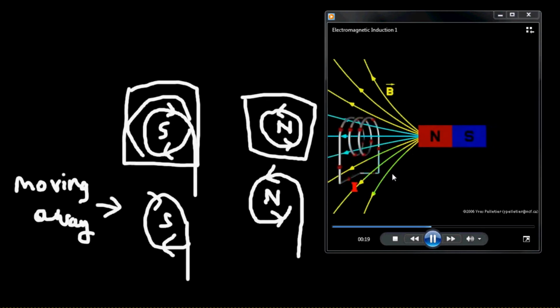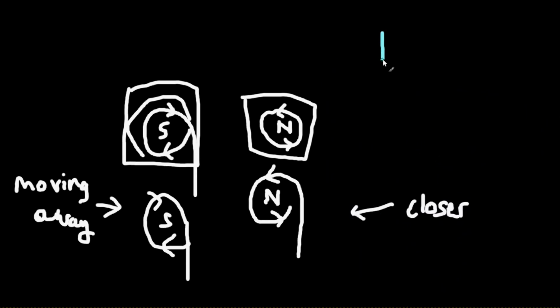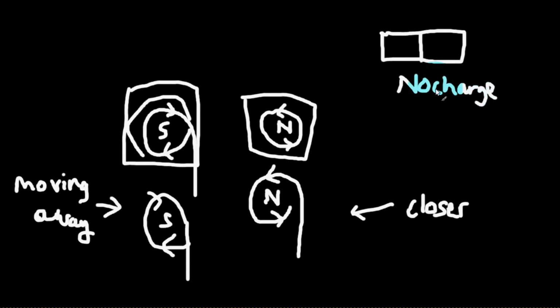So from that we can say that when the magnet is not moving, when it's stationary, this is your magnet. When this is stationary, it's not moving, then there's going to be no charge, no current, no induced EMF. Sorry, this looks like one word, but it's no charge when you're not moving the magnet.